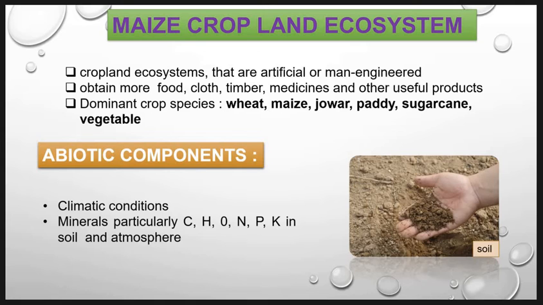We start with abiotic components. This includes the climatic conditions of the region where the crop may grow most successfully, and the various minerals, particularly carbon, hydrogen, oxygen, nitrogen, phosphorus and potassium in the soil and atmosphere. In such a field, man generally uses chemical fertilizer on the soil. Maize generally grows best in slightly alkaline soil with good aeration.